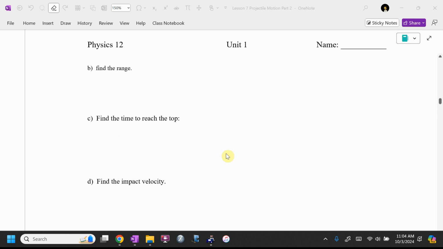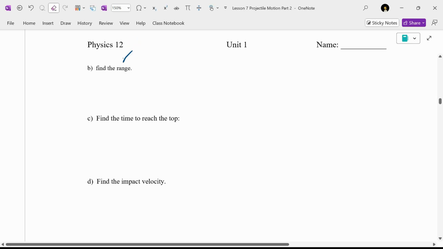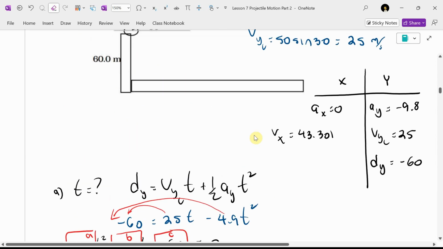B. Rashawn, what does B want me to find? Range, is that horizontal or vertical? Who remembers from last day? Yeah, range, this is a synonym for dx. In fact, if we go back to our t table for part B, what we're really saying is dx equals question mark. Uh-oh, I only know two things in this column. Or do I?